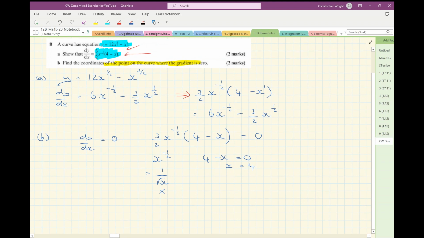And I've been asked to find the coordinates of the point, so I'm also going to have to find the y-coordinate as well. So remembering that y is 12 times x to the power of a half minus x to the power of 3 over 2, I'm going to need to put x is 4 in there. So that's going to be 12 times the root 4, 12 times 2, minus root 4, which is 2, to the power of 3. So that's going to be 24 minus 8, so y will be 16. So the point on the curve where the gradient is 0 is the point (4, 16). And that is question 8 complete.